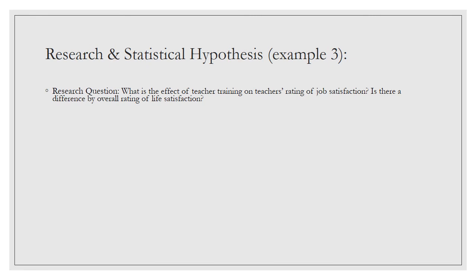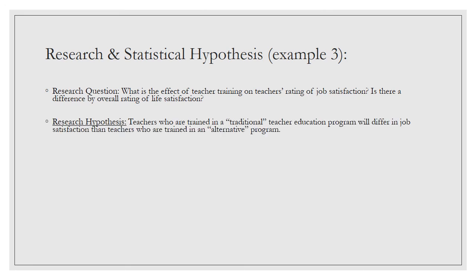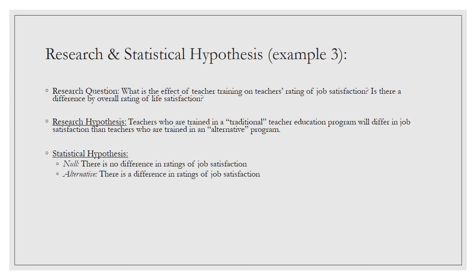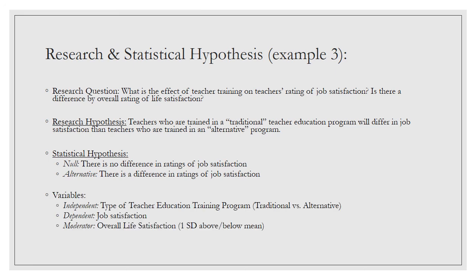Our research question here is, what is the effect of teacher training on teachers' rating of job satisfaction? We also have another sub-question here. Is there a difference by overall rating of life satisfaction? The research hypothesis that we draw from this question: teachers who are trained in a traditional teacher education program will differ in job satisfaction from teachers who are trained in the alternative program. The statistical hypothesis here is there is no difference in ratings of job satisfaction, whereas the alternative is there is a difference in rating of job satisfaction.